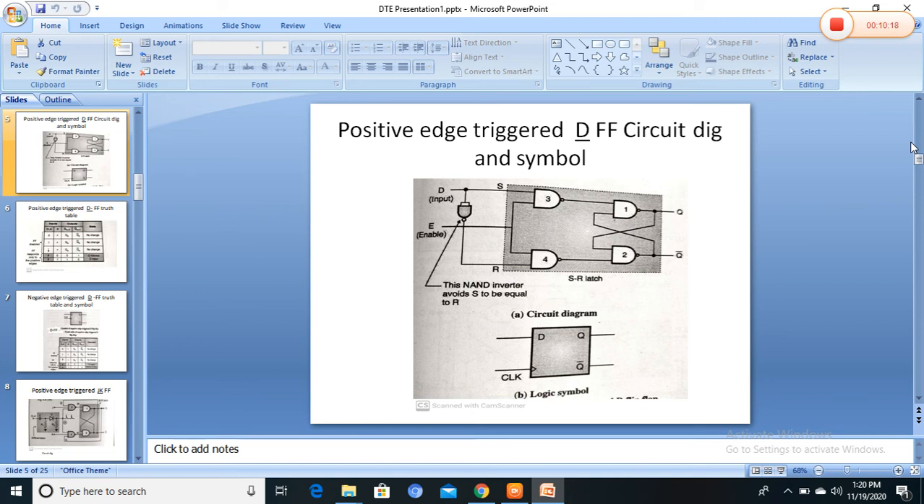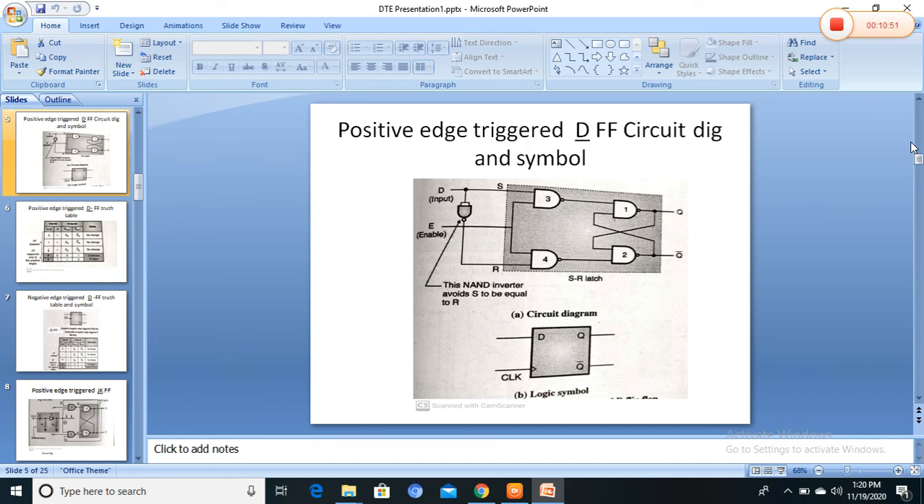There is no invalid condition in the D flip-flop. This is the advantage of this over the SR flip-flop. From the operation and from this truth table, we can say that the Q output always follows the D input. When D is equal to 0, output Q is equal to 0, and when D is equal to 1, Q is equal to 1. From that we clearly see that the Q output of the flip-flop follows the D input.